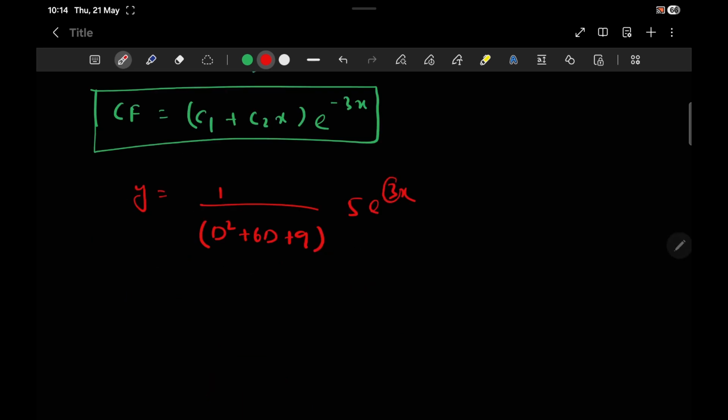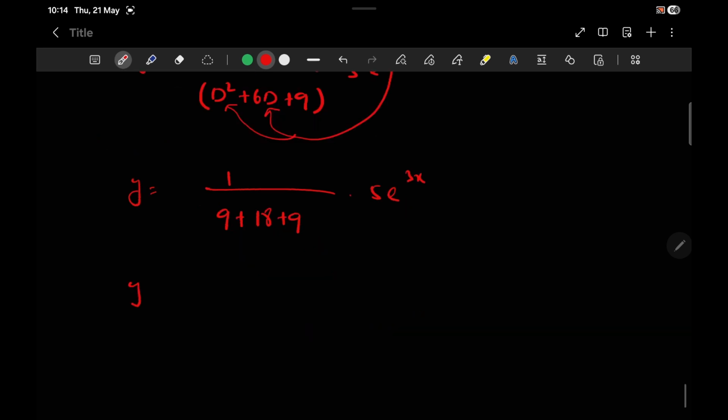Now put this 3 in the place of D, right? So y is equal to 1 by 9 plus 18 plus 9 into 5 e to the power 3x. So y becomes 1 by 36 into 5 e to the power 3x. This is our particular integral, and we can simply write it as 5 by 36 e to the power 3x.